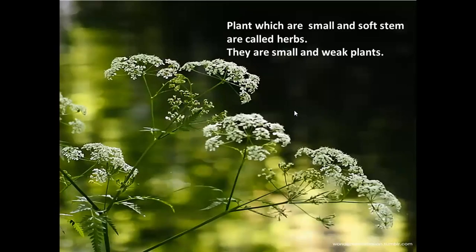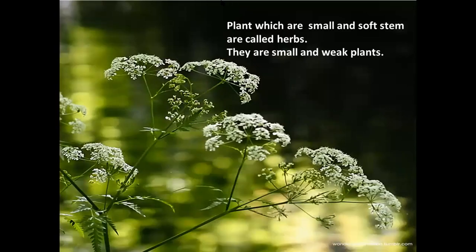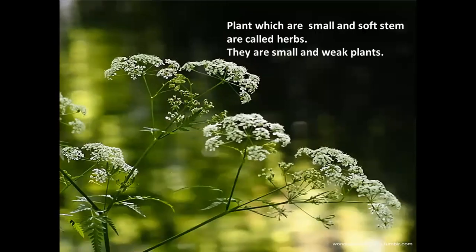Now the third kind of plant, which are small and have soft stems, are called herbs. The plants which are small and have soft stems. Now their stems are not woody, they have soft stems. Look at this picture. It is the example of herbs. They are small and weak and their stems are soft.